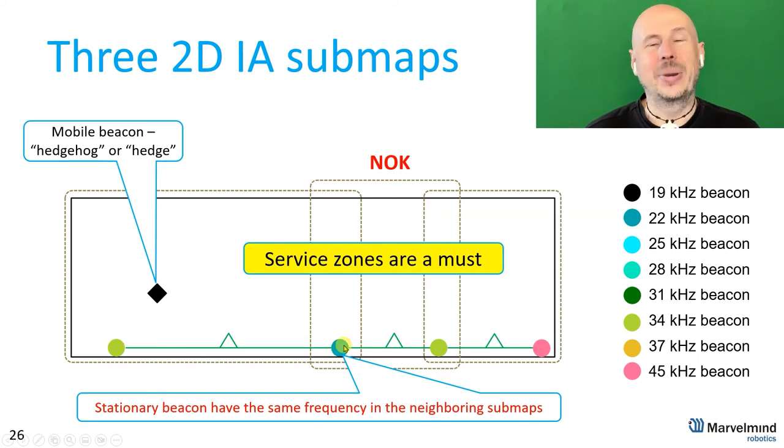Okay, but the same is possible here. So also 5 meters and 5 meters. In this case, the system wouldn't be able to distinguish: is this mobile beacon receiving the signal from this beacon or from this beacon? So is this in this submap or in this submap? If it's, for example, in the middle, then it's 5 and 5. In this case, it's also 5 and 5. So the system doesn't work. And their solution for this is very simple.